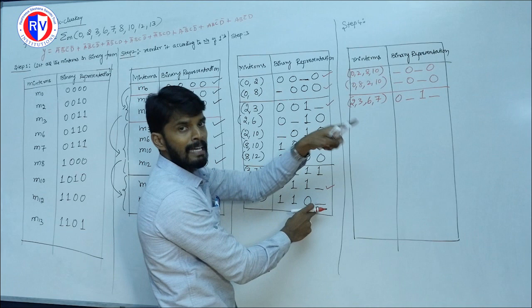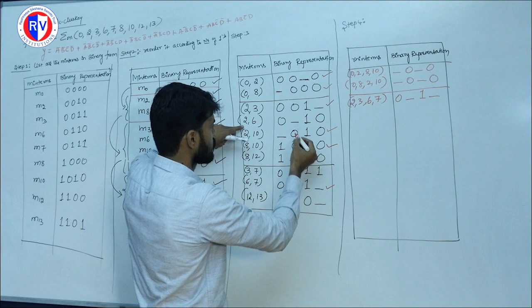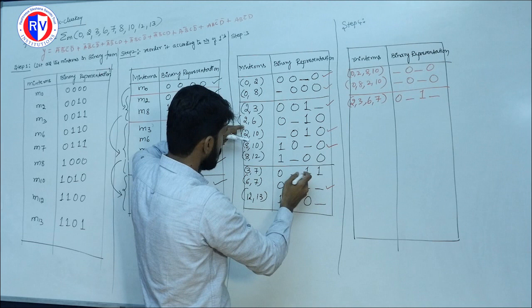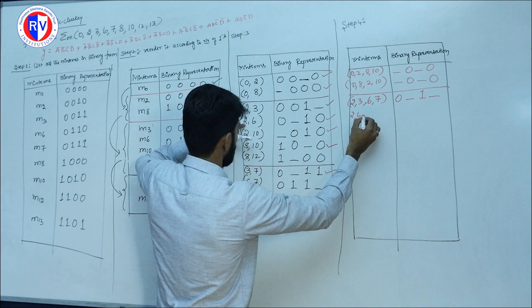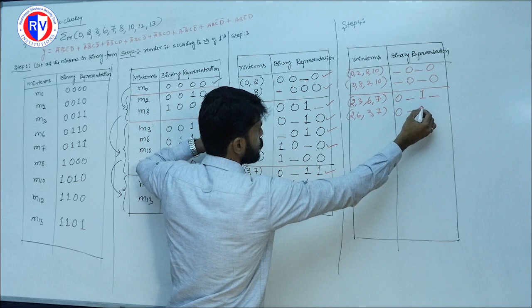Next we will see 2, 6. Here dash is there. In the same position, we need to find a dash. Yes, here it is there. Is there any possibility of a 1 bit change? Yes, there is a 1 bit change. I will make a tick mark on this and on this. So then it is 2, 6, 3, 7 and the representation is 0 dash 1 dash.